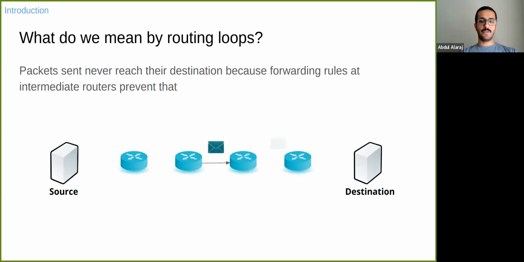First, to agree on the terminology and to provide a quick refresher, when we say routing loops, we refer to the situation where packets sent from a source never reach their intended destination, because the packets are being forwarded between a set of routers until their TTLs expire. As a result, the source may receive an ICMP time-exceeded message. Also in this talk, I use the terms routing loops and forwarding loops interchangeably.